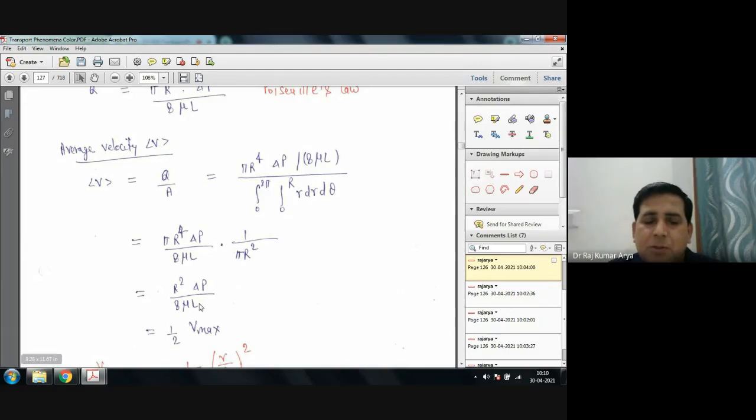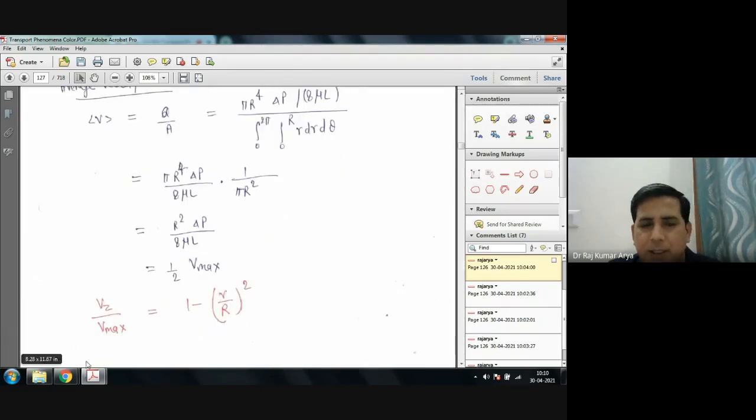It also matters what the diameter of the pipe is. Let's say you have a very thin tube. In that case, the variation between maximum velocity and average velocity will not be that high compared to a large diameter pipeline, where there would be huge variation between maximum velocity and average velocity. And then you can rewrite the velocity expression as maximum velocity times this, or you can write here delta P r square upon 4 mu L, because that is the expression of maximum velocity.